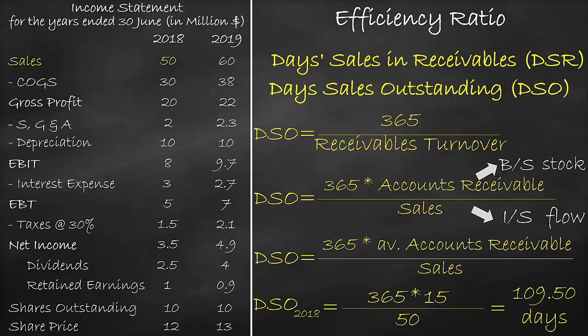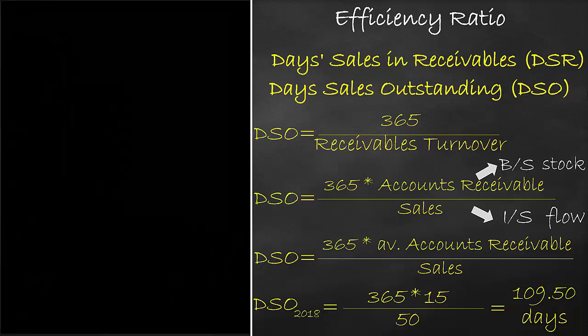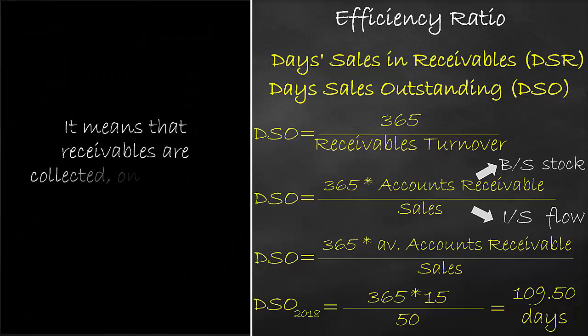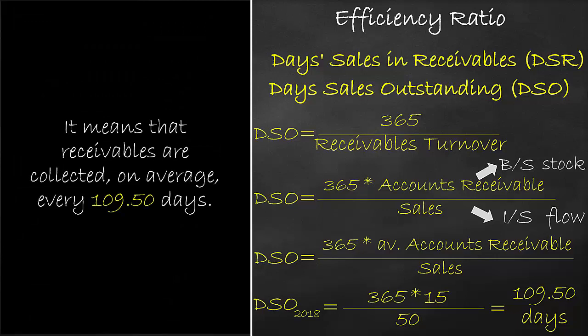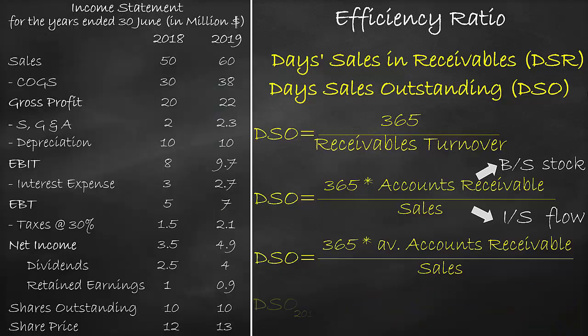109.50 days. The unit of days sales outstanding ratio is days. It means that the receivables are collected, on average, every 109.5 days. The shorter the days sales outstanding, the better. Next, let's calculate the days sales outstanding for the year 2019.